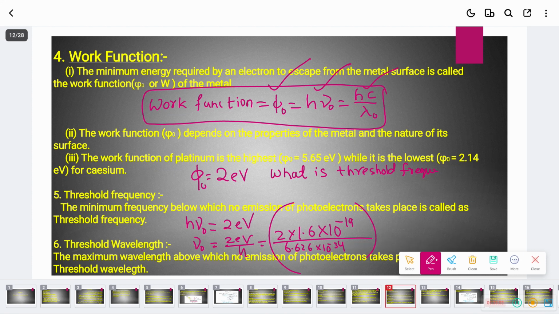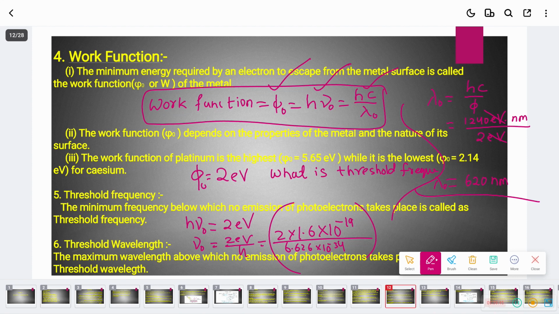Similarly, if you want to find lambda naught, the threshold wavelength, you can find that also. See, lambda naught is hc by phi. Here hc is 1240 electron volt nanometer. Remember it in mind. Now 2 electron volt, electron volt cancels. Now how much is lambda naught coming? Lambda naught is coming 620 nanometer.